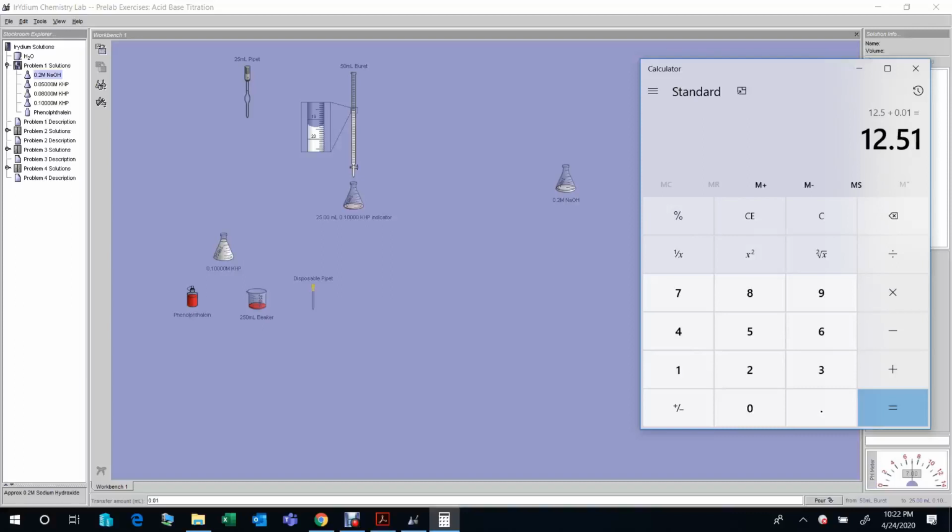And now we can calculate the concentration of this sodium hydroxide, right? So for the KHP solution it is 25 milliliter times the concentration of KHP, 0.1. Then we divide it by 12.51 milliliter. We can convert the milliliter to liter, but here we don't need to because these two milliliter units cancel each other, and we end up with the unit molar.